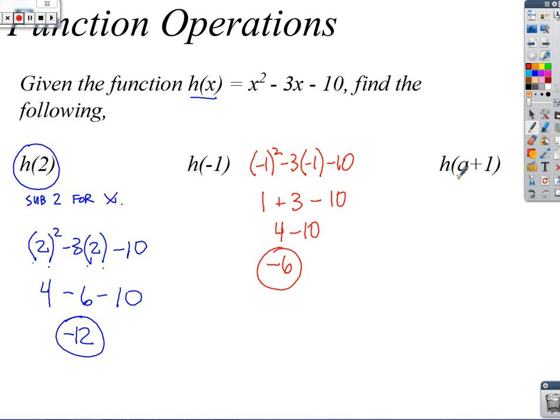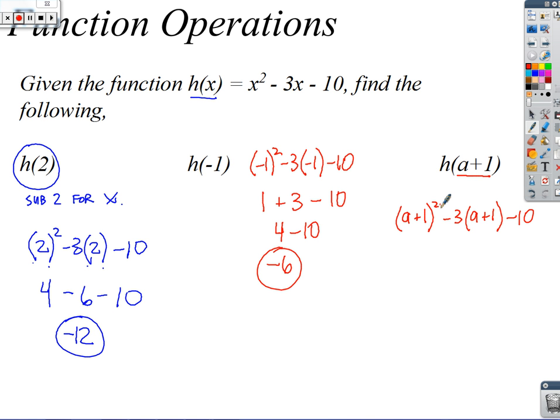The last one here is one that some people struggle with, a plus 1. That means we're plugging a plus 1 in its entirety into the function in place of x. So it would look like this. A plus 1 squared minus 3 times a plus 1 minus 10. And now for the part that really hangs people up, and that is how to go about squaring a plus 1. Way too many people think that you just square each of them. A squared, 1 squared. That is not true. There is no distributive property for exponents.